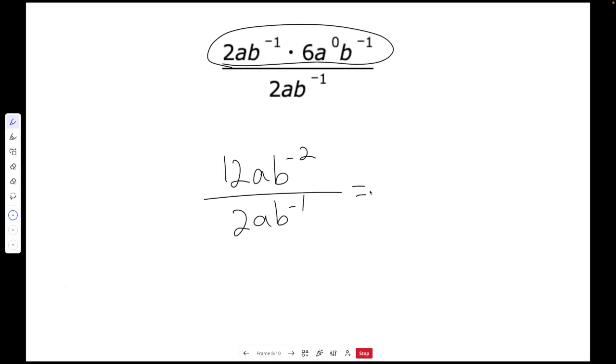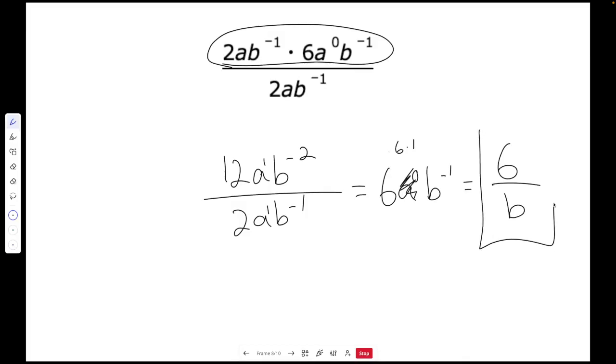And now we divide, right? So 12 divided by 2 is 6. Remember, you subtract the exponents. So this is going to be 1 minus 1, which is a to the 0. And then negative 2 minus negative 1 leaves us with b to the negative 1 power. And now our final answer, okay, is 6 over b. Remember, a to the 0 power is just a 1, so this is like saying 6 times 1, so that a to the 0 just sort of disappears. And we move the b into the denominator to make it a positive exponent, and so this is the final answer. So remember, multiply first, and then do the division.